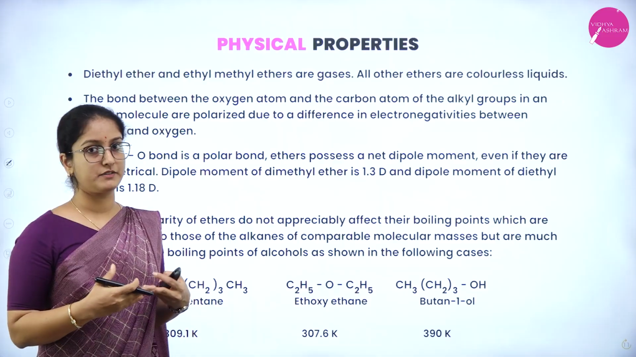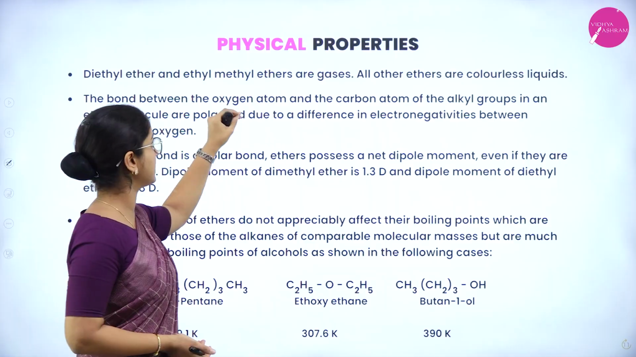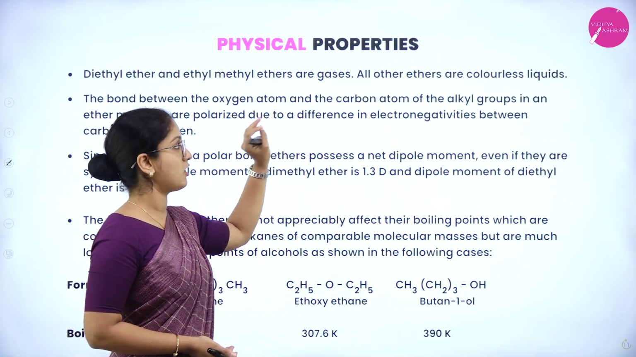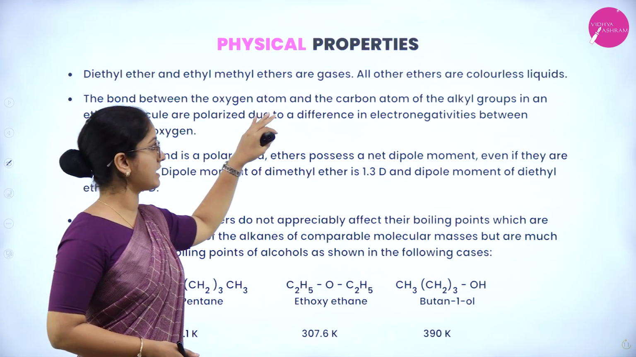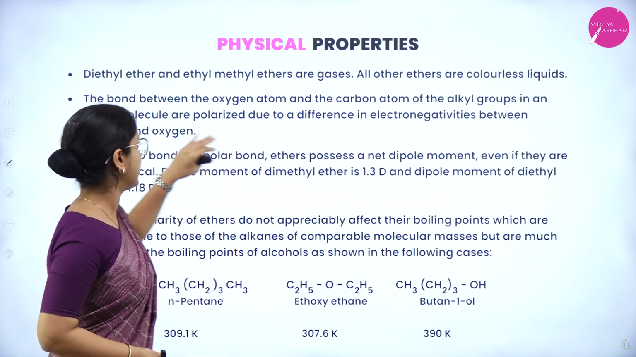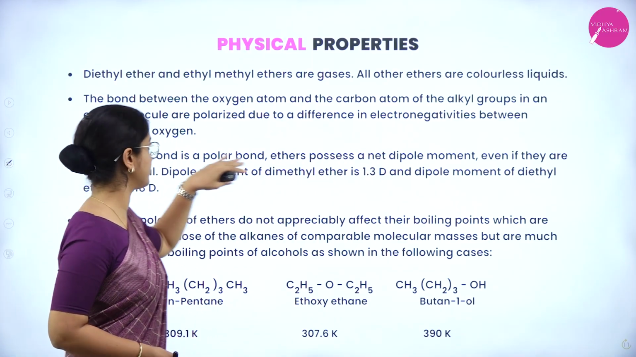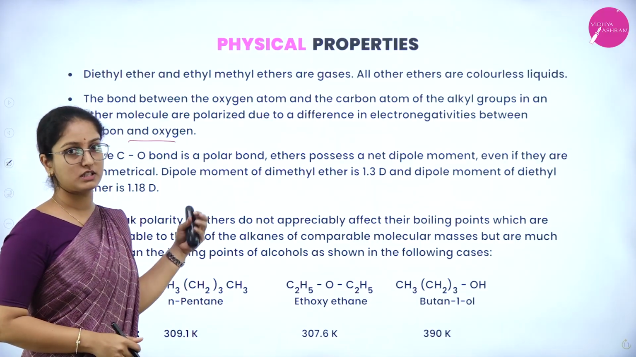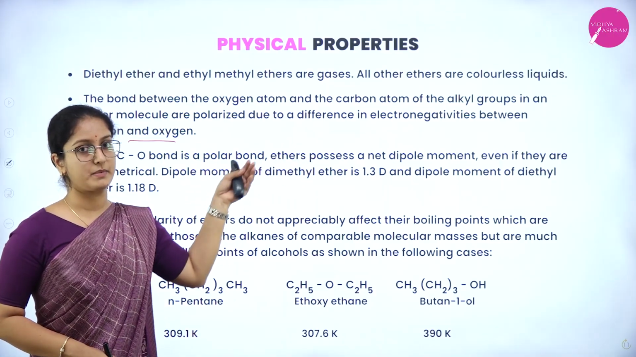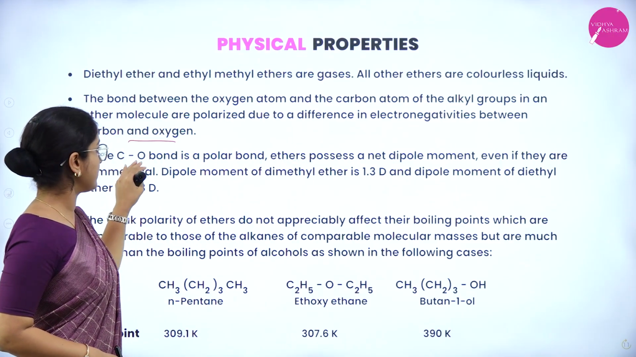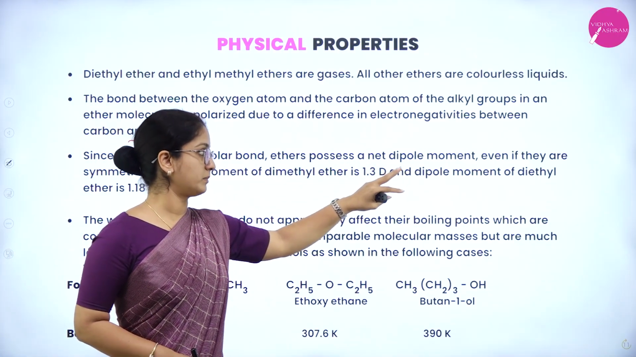So let us see now the physical properties of ethers. Dimethyl ether and ethyl methyl ether are usually gases, and all other ethers are colorless liquids. The bonds between the oxygen atom and the carbon atom of the alkyl group in an ether molecule are polarized, due to the difference in electronegativities between carbon and oxygen. Since the carbon-oxygen bond is polar in nature, ethers possess a net dipole moment even if they are symmetrical.